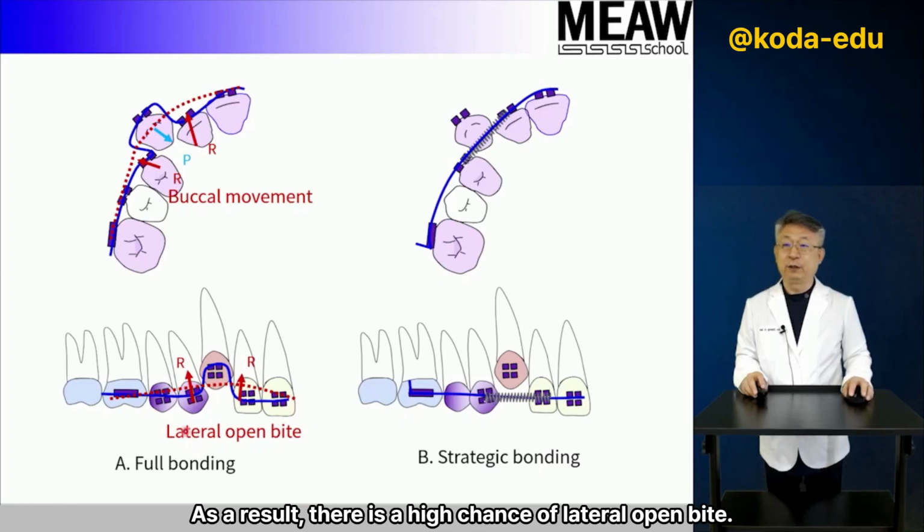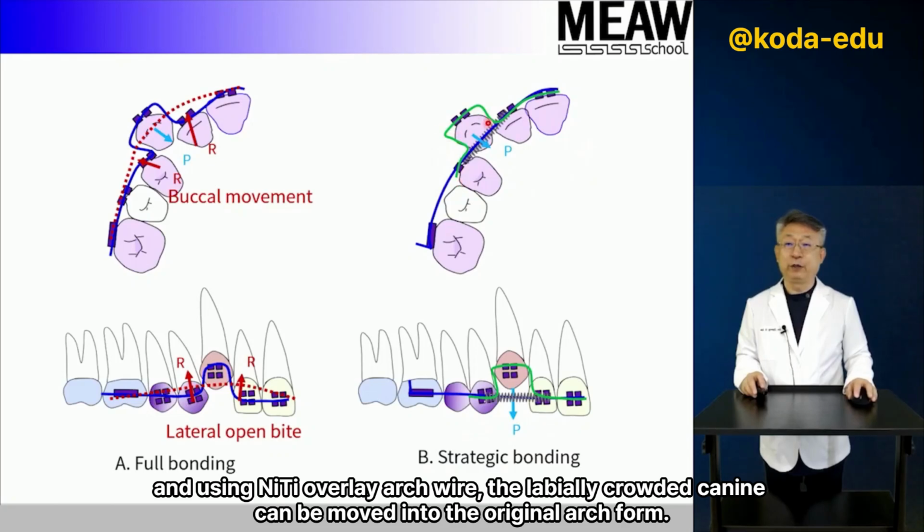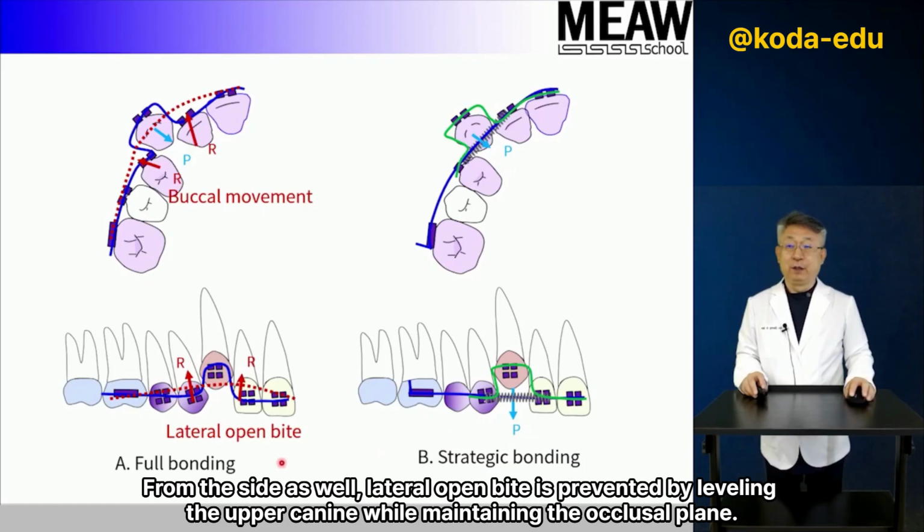As a result, there is a high chance of lateral open bite. On the other hand, in strategic bonding, by maintaining the original arch form and using a nickel-titanium overlay archwire, the labially crowded canine can be moved into the original arch form. From the side as well, lateral open bite is prevented by leveling the upper canine while maintaining the occlusal plane.